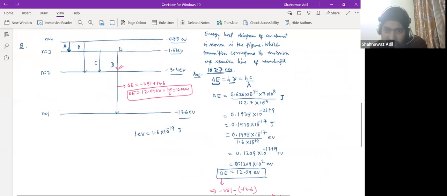Okay, please note down this question. This has been asked many times. This is a very important question. They will give you these energy diagrams, and in one case they will give you some absorption spectra. In that case also, you have to calculate the energy corresponding to the wavelength or frequency.